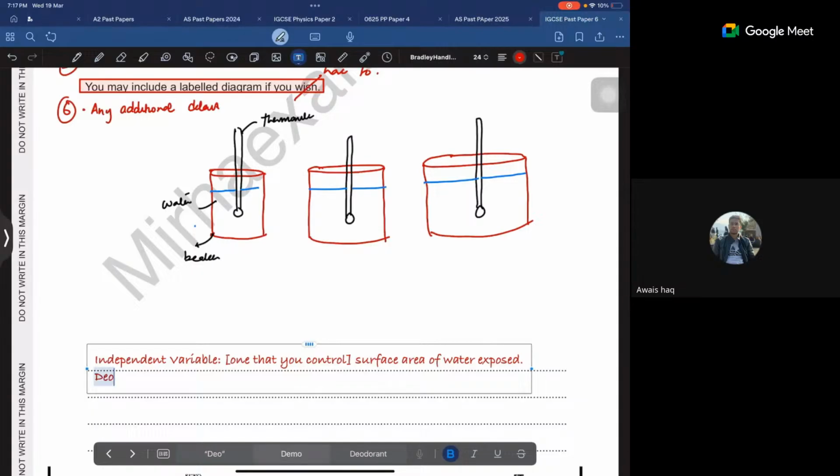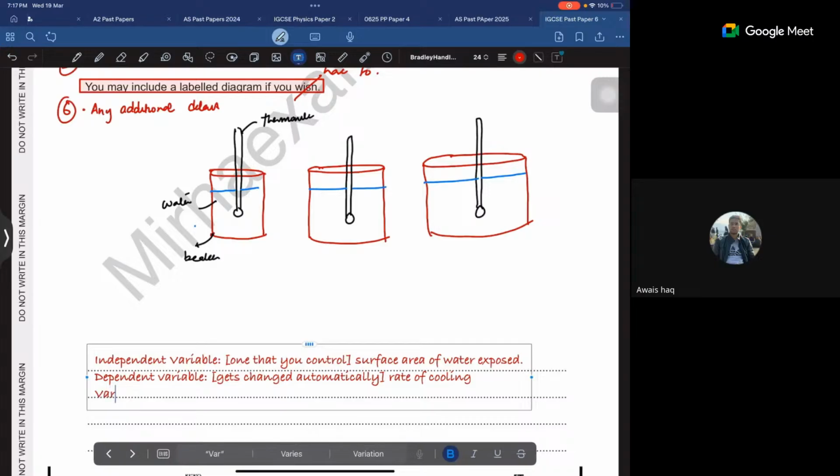Then comes the dependent variable, and that is the one that gets changed because of what you change. So it gets changed automatically, right? And that one, in this case, is obviously rate of cooling. These are the two things that you are actually testing.